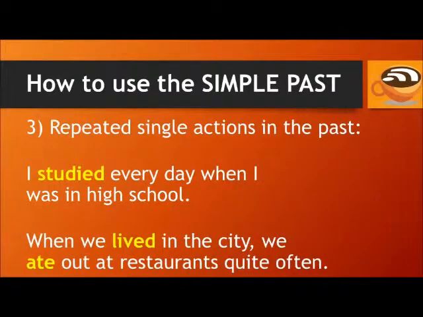We can also use the simple past for repeated single actions in the past. For example, I studied every day when I was in high school. This talks about a period of time in the past when I was in high school and a repeated single action that happened every day. I studied every day. When we lived in the city, we ate out at restaurants quite often. Again, the simple past, ate, is used for a repeated single action.